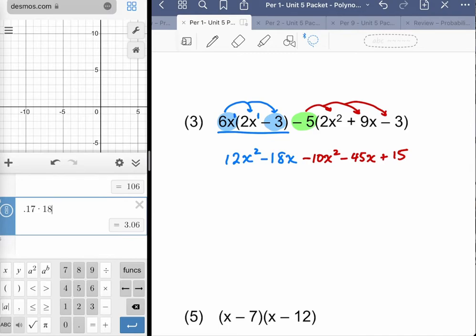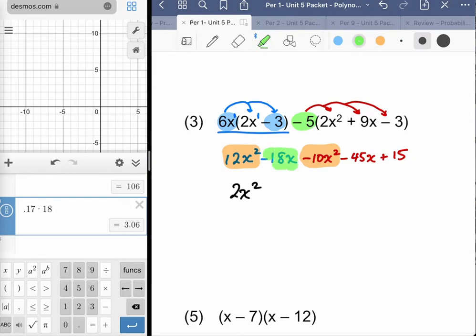So I go across the line here, and I say, all right, well, I got a term here that has a power of 2. Do I have any other terms with a power of 2? I do. I'm going to combine those. All right, so I got a 12 minus 10. That's going to give me a 2. So 2x squared.